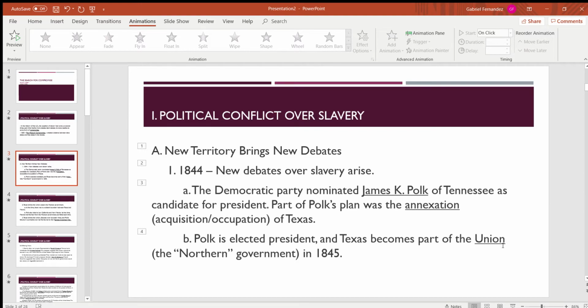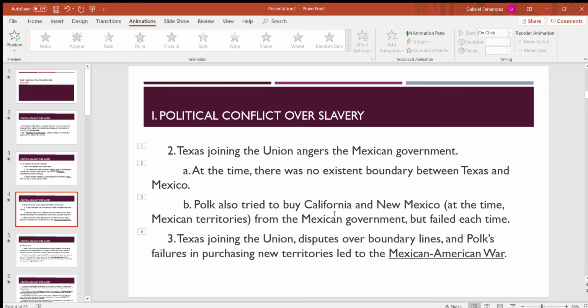If you've never heard of this word before, Union, that is what is considered the northern government during the Civil War period. The South was called the Confederacy. Texas became part of the Union in 1845. So now Polk has one big enemy, and that enemy is Mexico. Texas joining the Union angers the Mexican government. Why? Because Texas was actually a huge part of Mexico at the time.